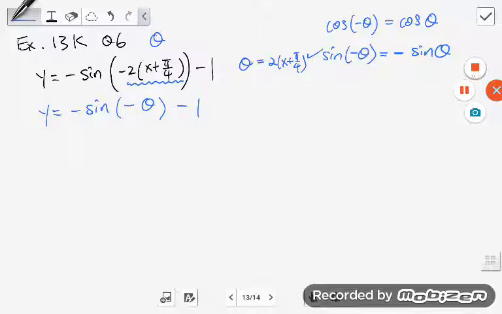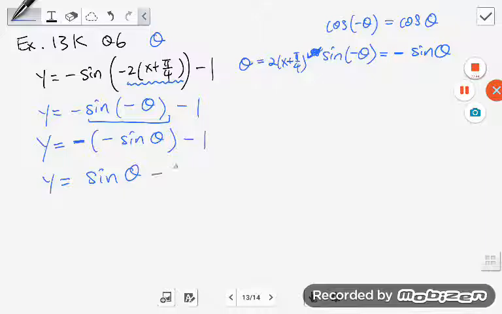Okay, now I can simply apply my rule over here, because sine of negative theta is equal to negative sine theta. So I'm going to have y is equal to, so the negative here, I'll keep it there, right? But this part becomes negative sine theta, right? And then the minus 1 stays there. So now the negative and the negative, they will cancel out each other. We will end up with only sine theta minus 1.